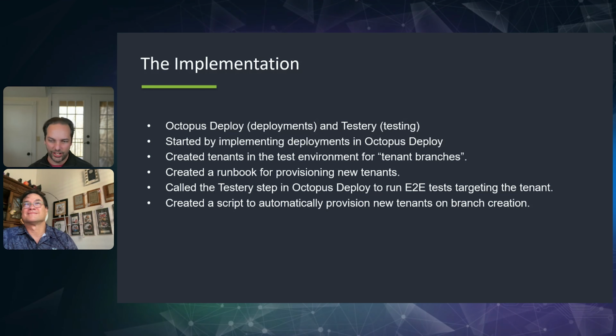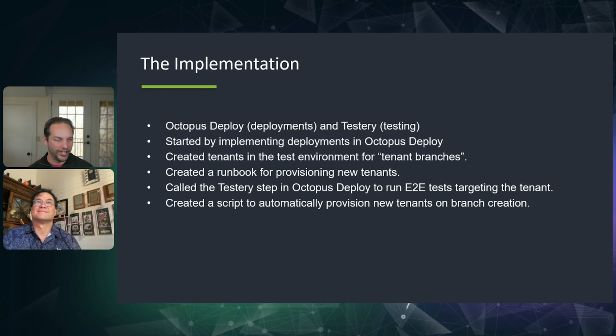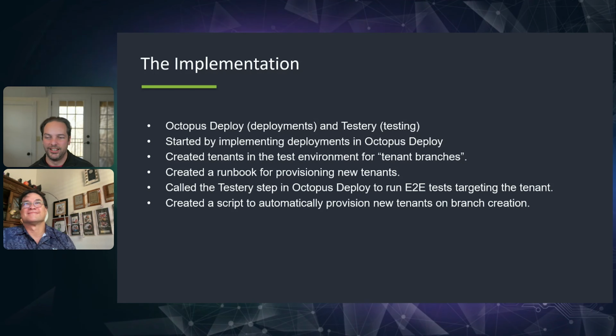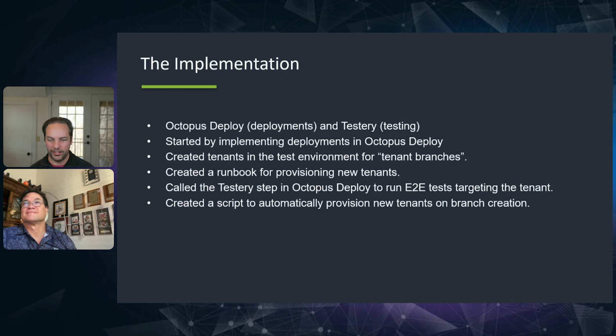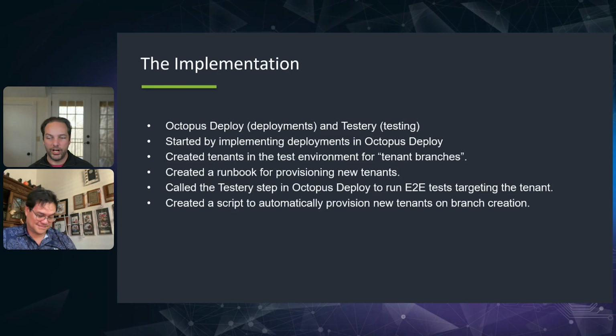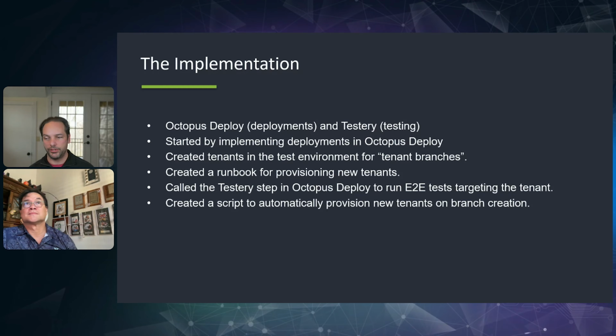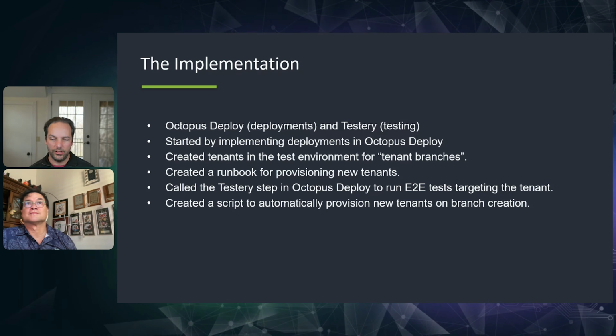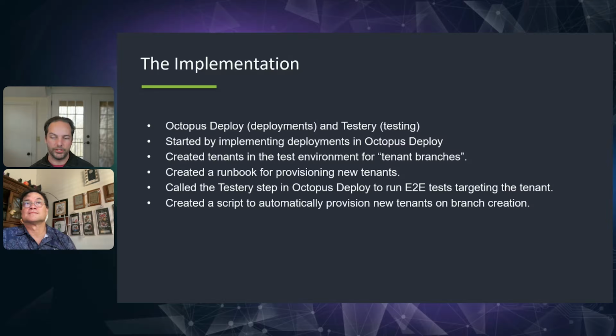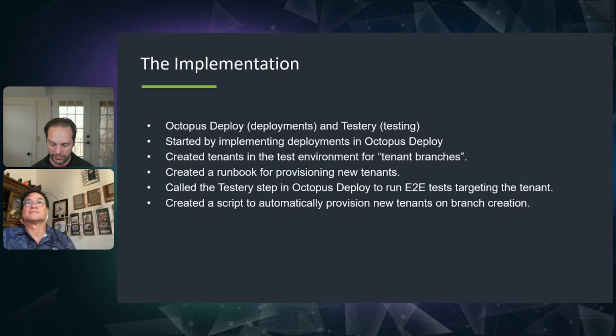Tenant slash Deadpool would get deployed to the Deadpool environment. And then over time, we created runbooks for provisioning the tenants as well as doing maintenance to them. And then we were able to call the Testery step in Octopus Deploy to kick off end-to-end tests targeting the tenant. And then over time, now that script is automatically called, and it happens to be a runbook.